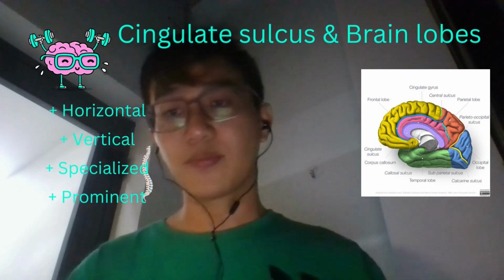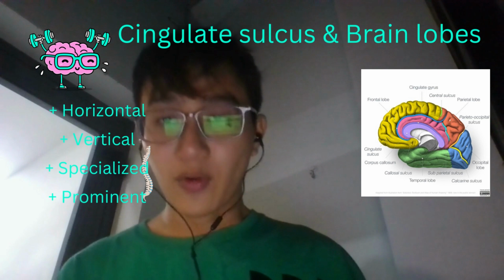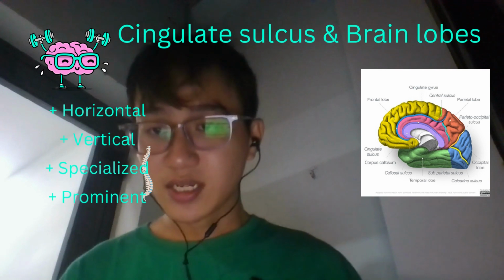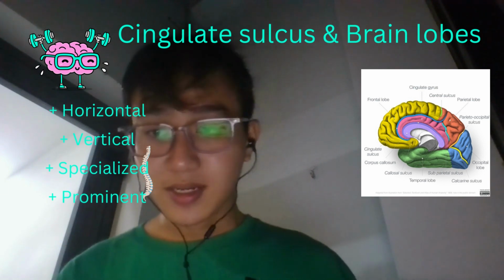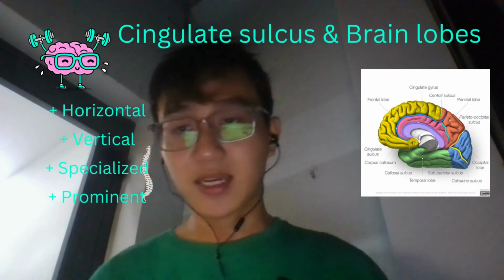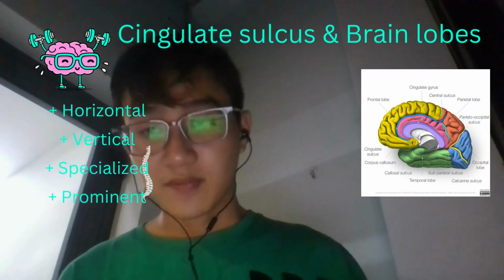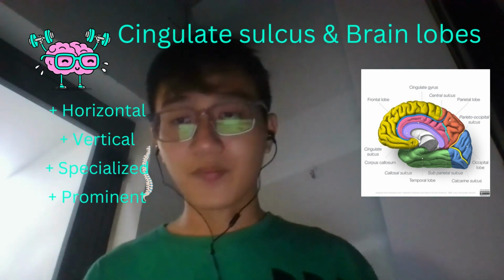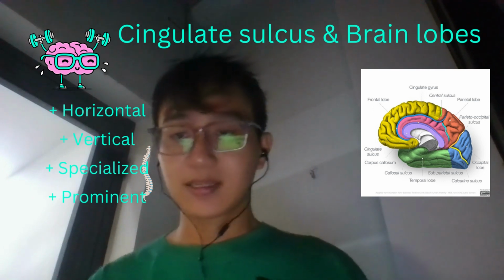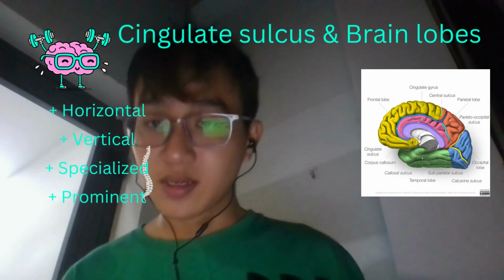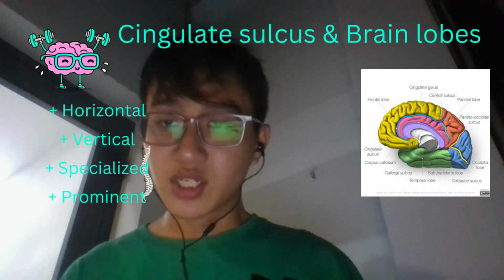So the cingulate sulcus is found on the medial wall of the cerebral hemisphere. The cingulate sulcus is adjacent. Adjacent means nearby. It's literally so close to each other, like next to. And adjacent to the cingulate gyrus.